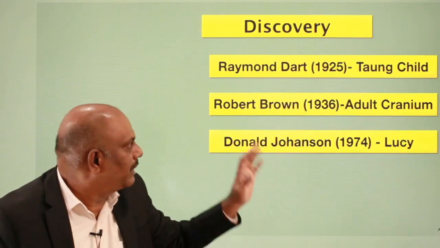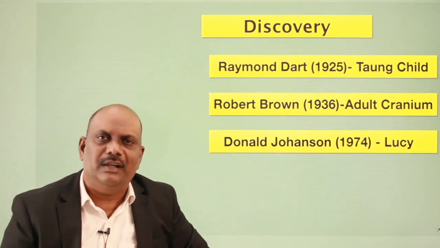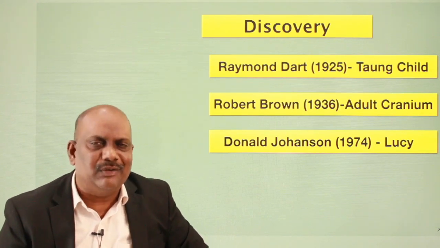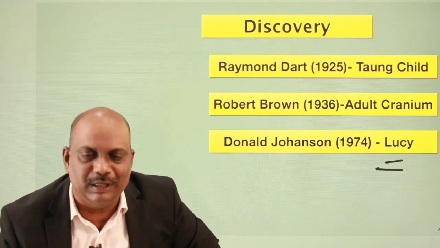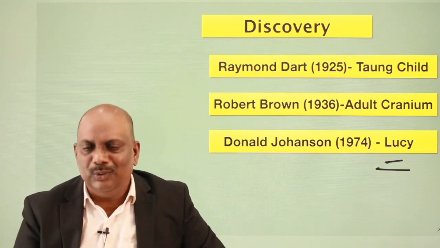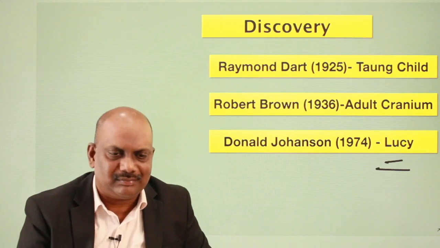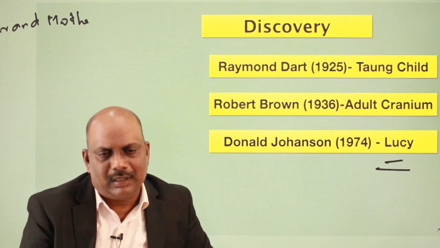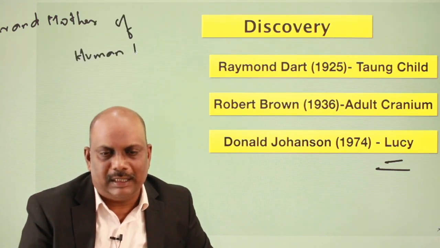So as we discussed, Robert Broom discovered one adult cranium from Sterkfontein in South Africa. Then subsequently there were a number of other discoveries. Most importantly, the discovery of Lucy by Donald Johanson. Lucy is called the grandmother of humankind.